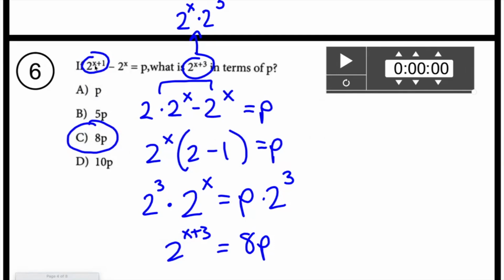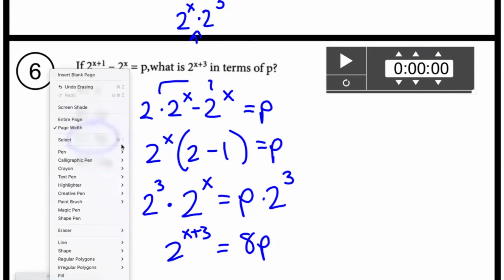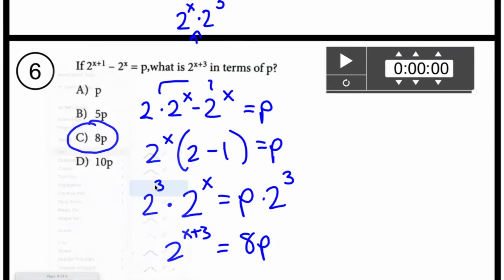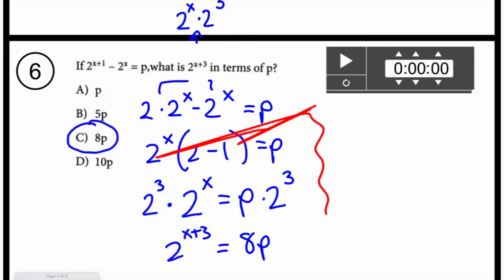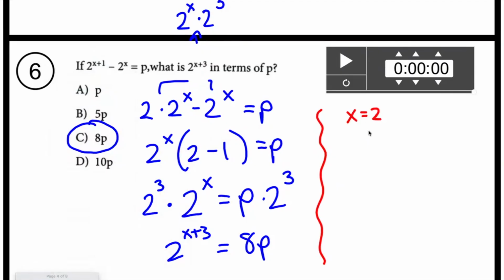So the reality is, I don't think I would do it this way. I do think those concepts are important, but that's a lot of work. Another way that you could do this, especially if you're confused with any of the algebra, is to just choose a value. So what I chose was I just made x equal to 2. I could have made it 1, but a lot of times I stay away from 1 when I'm choosing my own values. So when I plug in 2 here, I get 2 cubed minus 2 squared, which is 8 minus 4. So that gives me p equal to 4.